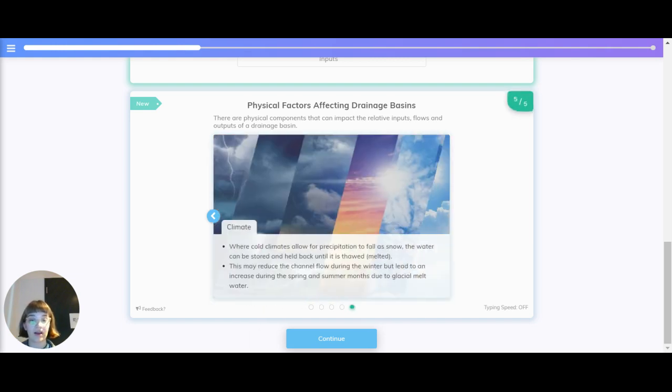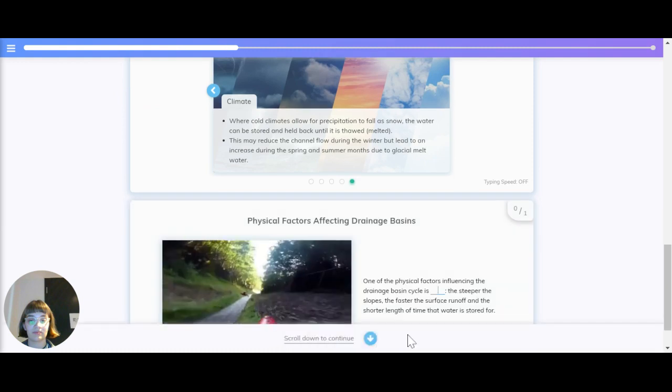Finally, climate. Where cold climates allow for precipitation to fall as snow, the water can be stored and held back until it is thawed, meaning it's melted. This may reduce the channel flow during the winter, but lead to an increase during the spring and summer months due to glacial meltwater.